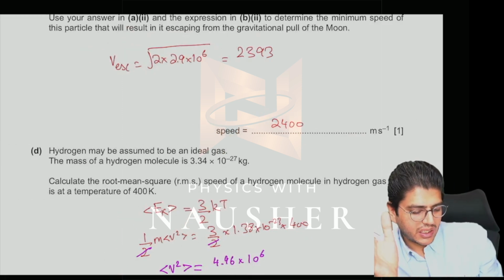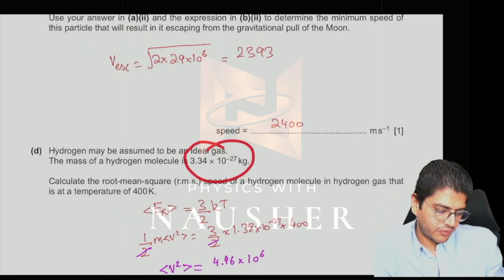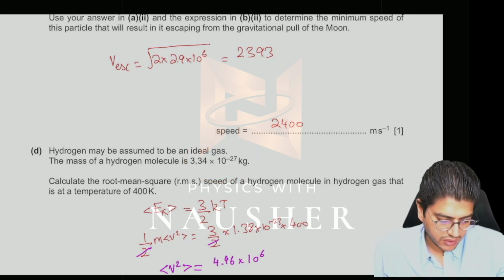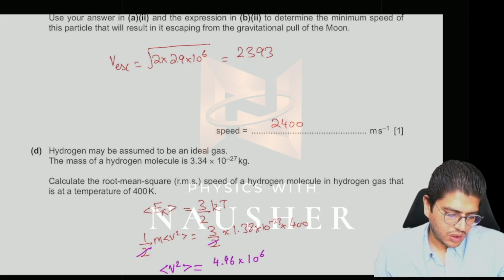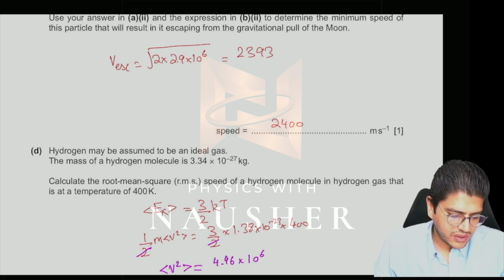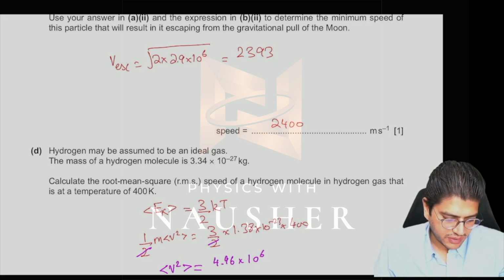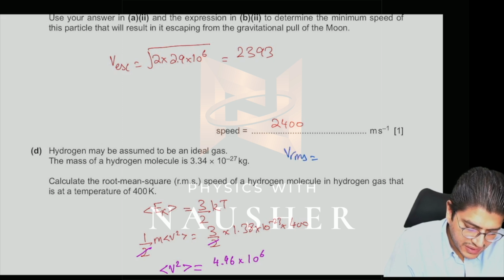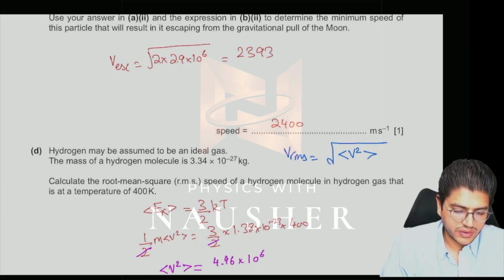Hydrogen may be assumed to be an ideal gas. The mass of a hydrogen molecule is 3.34 × 10⁻²⁷ kg. Calculate the root mean square speed of a hydrogen molecule. Now, you need to understand what root mean square speed is. Root mean square speed is basically your mean square speed with a square root taken on top of it.